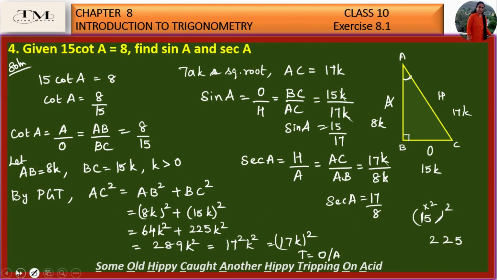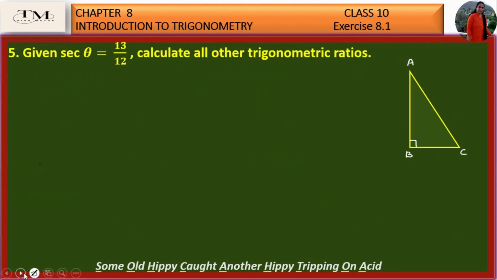So moving on to the fifth problem, that is the last problem for this session. Given secant theta equal to 13 by 12, calculate all other trigonometric ratios. So here the angle is theta. So let me take this angle A as theta. Okay, children, you can take any angle, angle C or angle A. So I took angle A as theta.